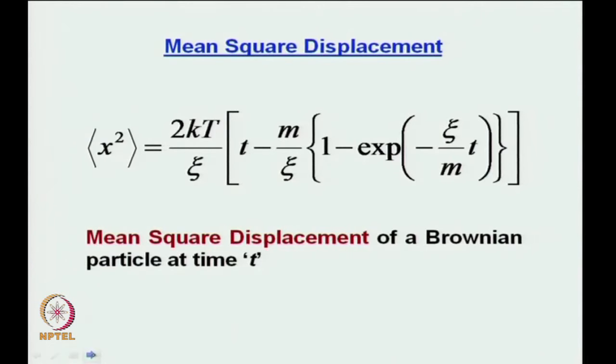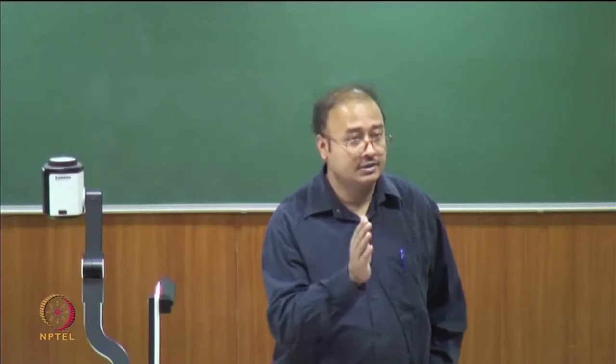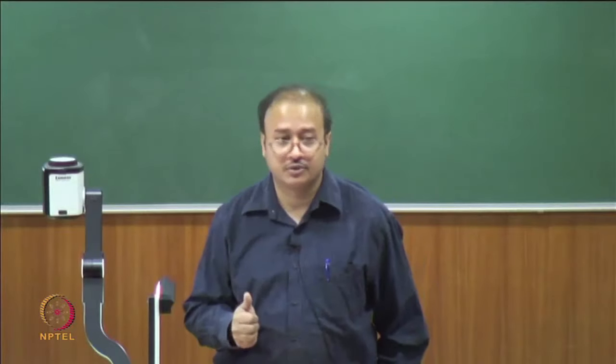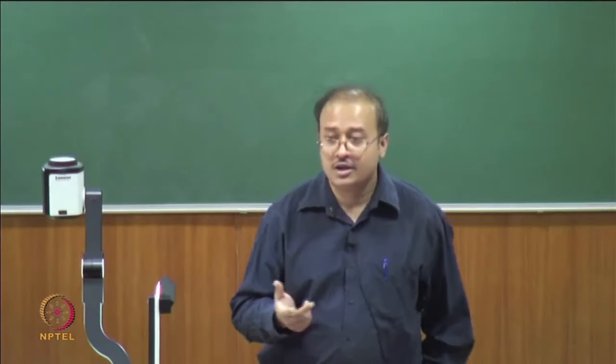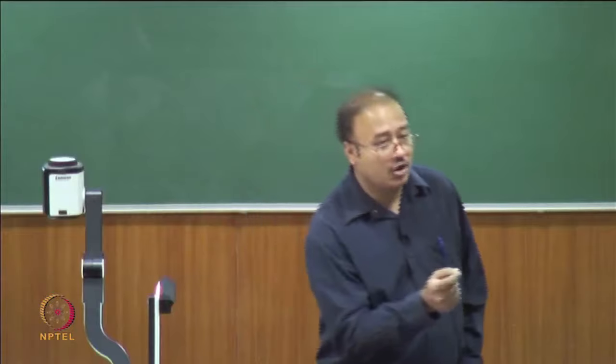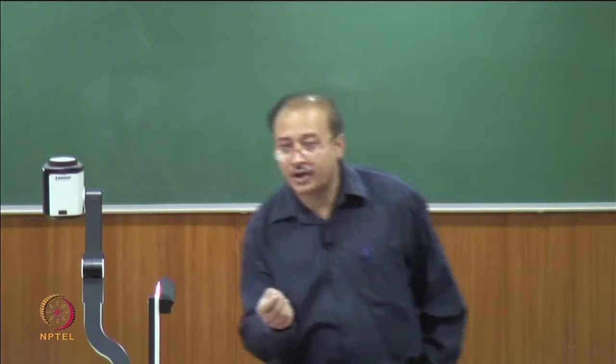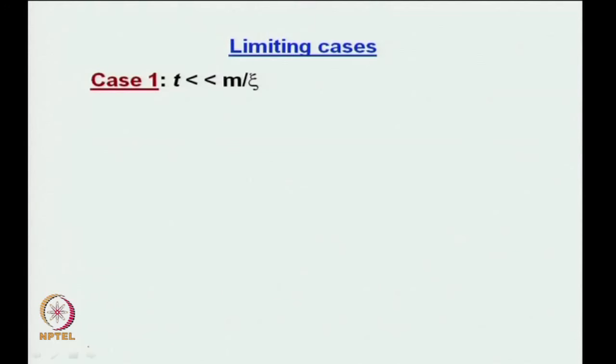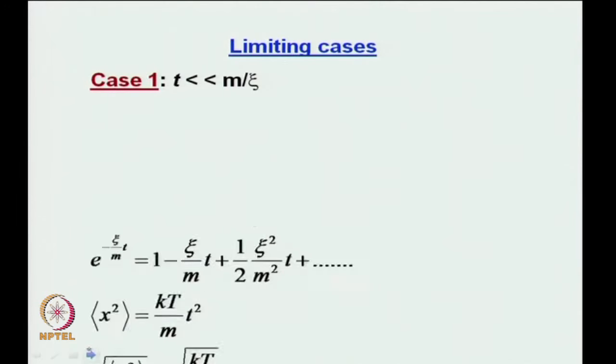Now, I briefly said that you will have two limiting cases. One limiting case is when t is much less than the correlation time. Remember what the correlation time was. When you are measuring the mean square displacement of the particle, this time is much less than the correlation time, which is m by xi. And then you see what happens.